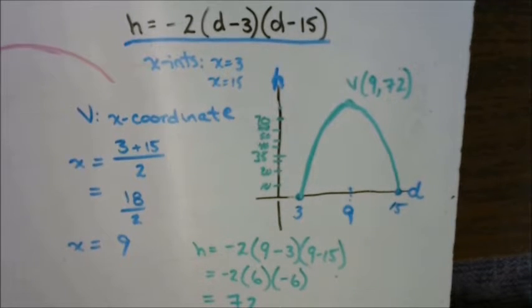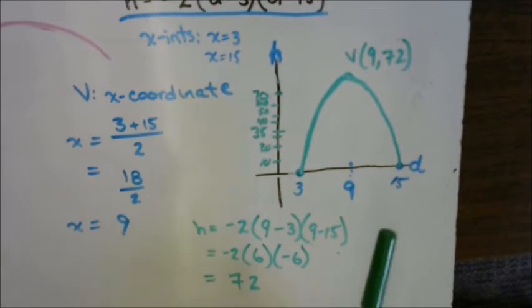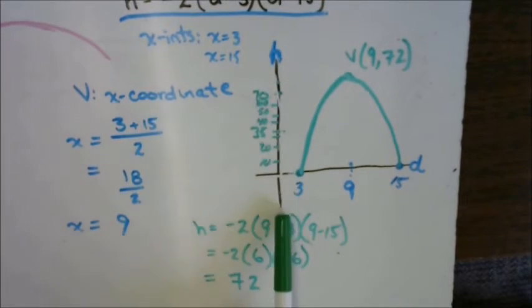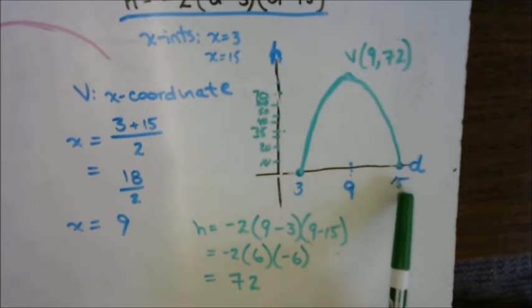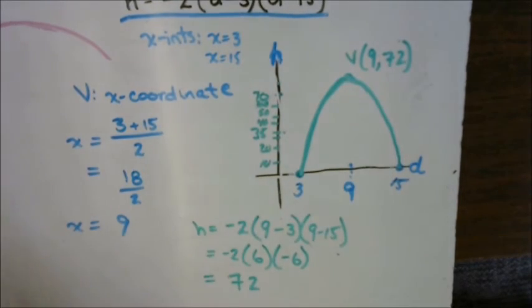B. How far from the wall is the rocket when it lands on the ground? 15 meters. C. What is the maximum height of the rocket? 72 meters. How far horizontally is it from the wall at that moment? 9 meters. Okay, simple sketch.